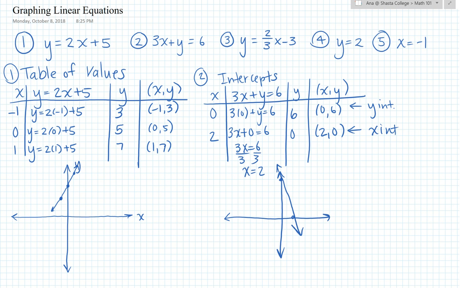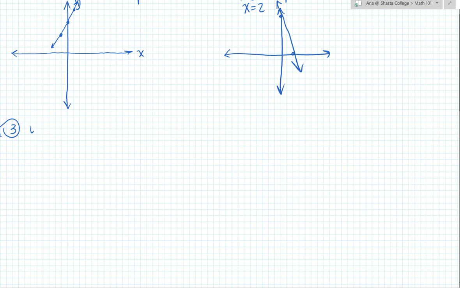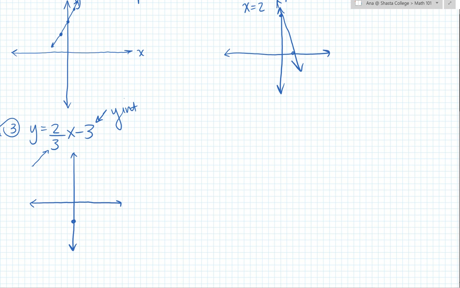For the next graph, I have y equals 2/3 x minus 3. I'm going to use the slope-intercept form, which means I start using my y-intercept, plot that point, and then use my slope to create a new point. So this is my y-intercept, which means on the y-axis I need to go down 3 and make a point. From that -3 value, I use my slope to tell me what my new point is going to be. This is a positive slope, which means I'm going to go up and to the right. So I go up 2, because that's the numerator. I go to the right 3, and I make a new point.